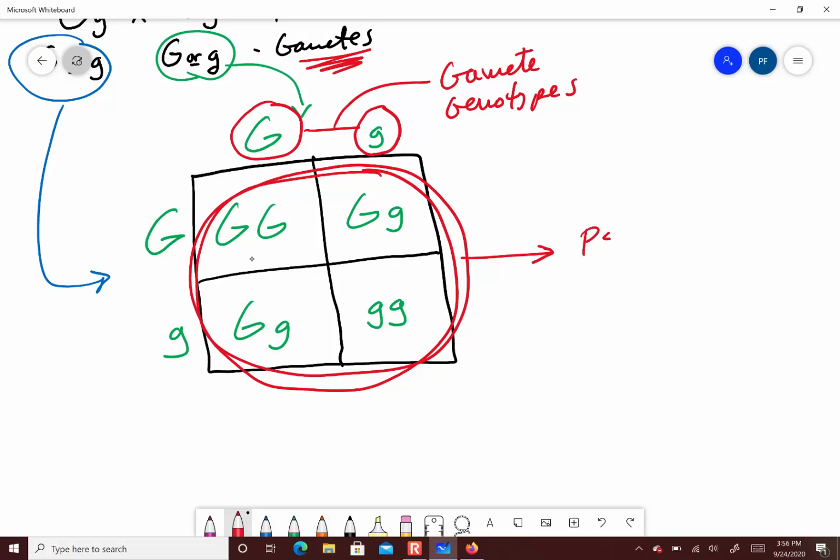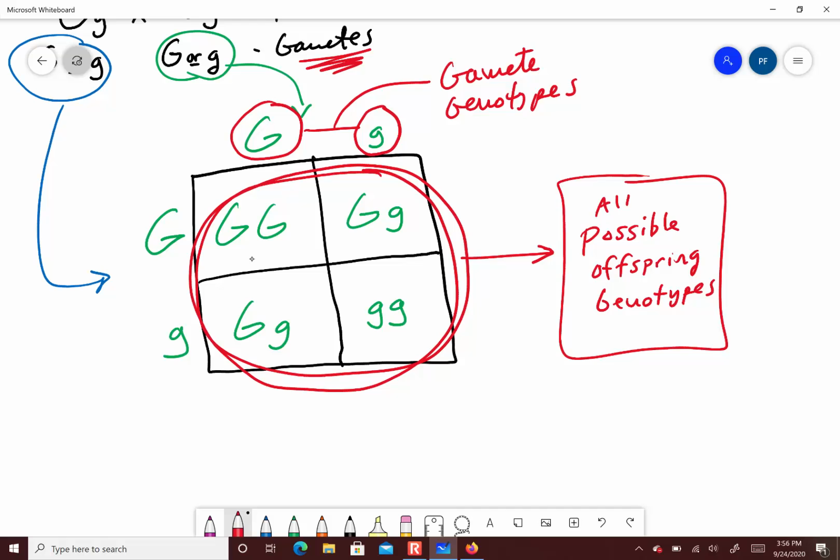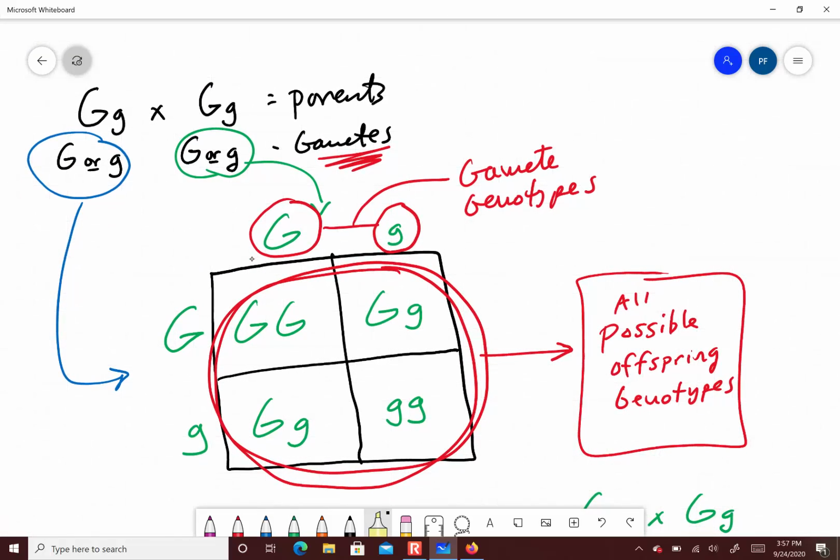What we've created are all of the possible offspring genotypes. That's what's inside the Punnett square. So in this case, if we were making this cross between these two parents, it would give us an idea of how many of the offspring should be homozygous dominant, how many should be heterozygous, how many should be homozygous recessive. It would give us ideas about those numbers and those percentages. So those are offspring. We've kind of got the whole deal here: we started with the parents, here are the gametes of those parents, now here's the offspring of those two parents.